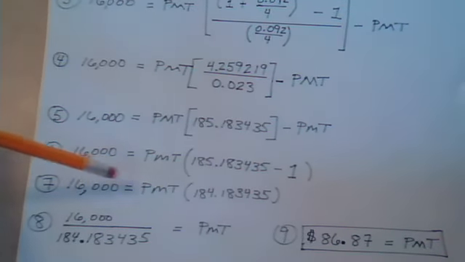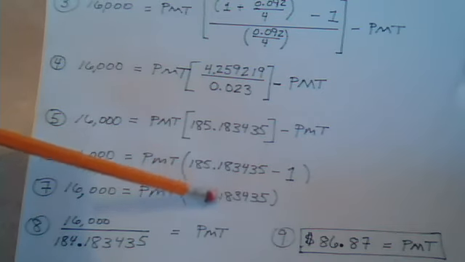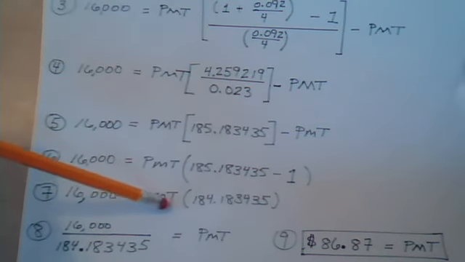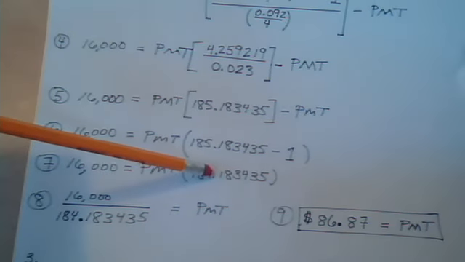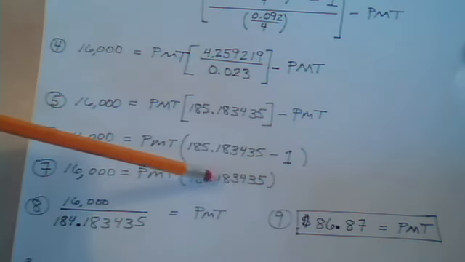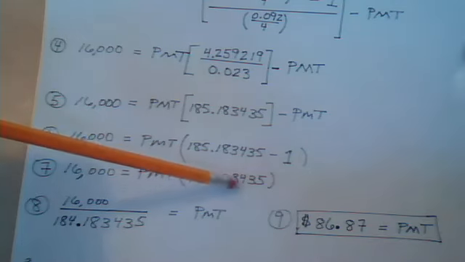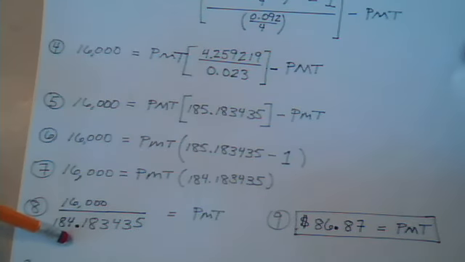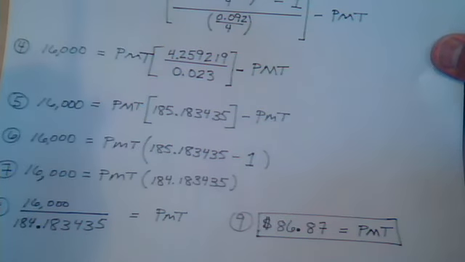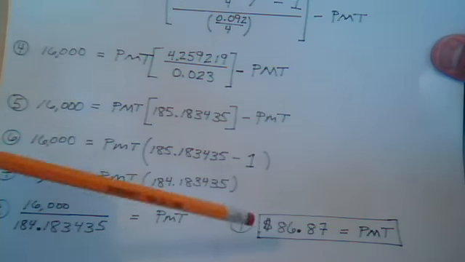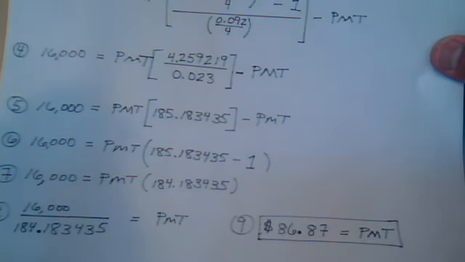Finally, divide both sides by this number so you could cancel it and have the PMT by itself. So we move this to the other side by dividing both sides by this number. This is what you get. Finally, you key it in, and PMT, the payment, is $86.87.